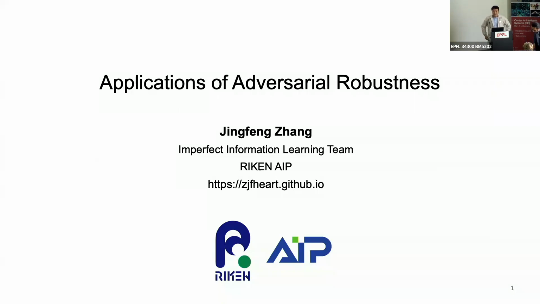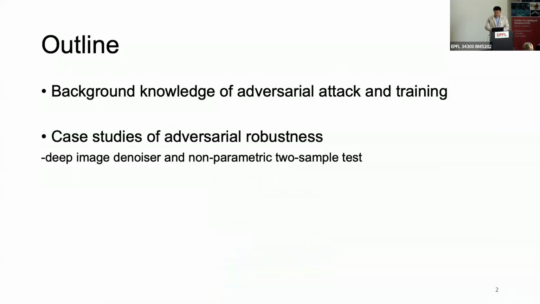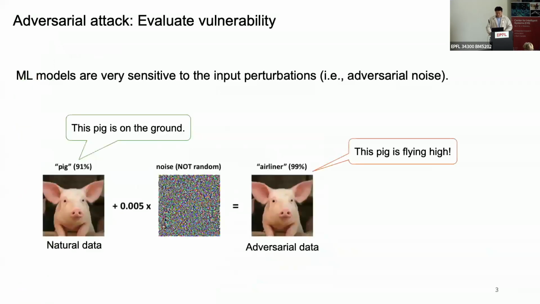I'm really happy to be here to present my work on application of adversarial robustness. I'm in the imperfect information learning team with Professor Sugiyama. I'm going to cover two aspects. One is background knowledge of adversarial attacks and training, and also I want to cover two case studies on how to apply the adversarial robustness. Let's go to point one.